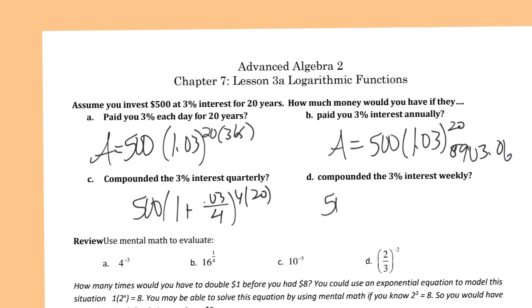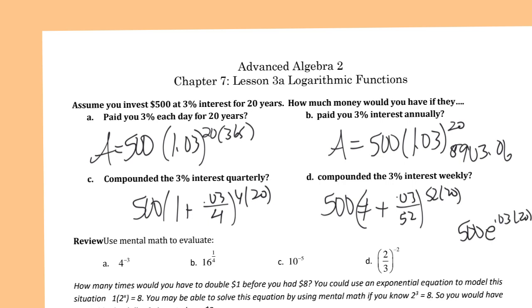And so that would be 500 times (1 plus 0.03 over 52, there's 52 weeks in a year) to the 52 times 20. And that would be like $910. Okay, and so now remember, if it's continuously, then it would be 500 times e to the 0.03t, okay, which would be 20 in this case. So that would be the most you would get, except for the one if they pay you 3% every day. That's the exception. But if it's just 3% a year, and then they change how many times they pay it, that would be the PERT formula.